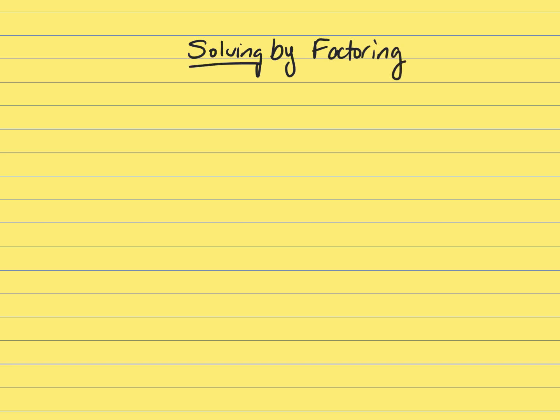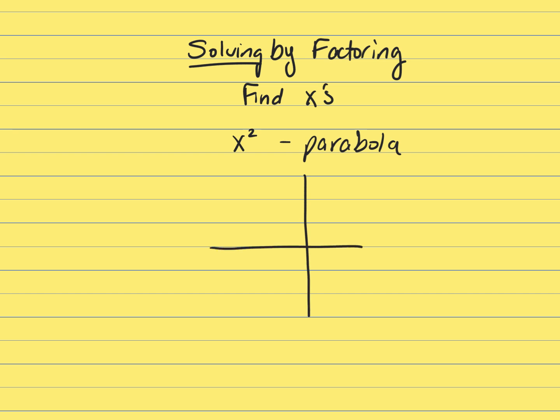When I say the word solve, you have to find your x's. And remember, I briefly talked about this, but when we're finding our x's, what are we actually finding? As soon as we have a problem with x squared, we know it's a quadratic, it's a parabola, which means I'm going to be finding where my parabola crosses my x-axis. For example, we have this parabola right here. When I'm solving, I'm actually finding my x's here and my x here.